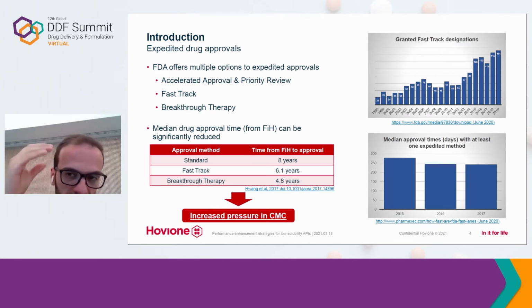Not only the number of accelerated approvals has been increasing over time, but also the median approval times when expedited methods are used has also been decreasing. All of this puts increased pressure in CMC, which can become a bottleneck in the overall process if not handled properly. And this pressure becomes even more relevant when we couple this with the need for enabled formulations in challenging drugs.